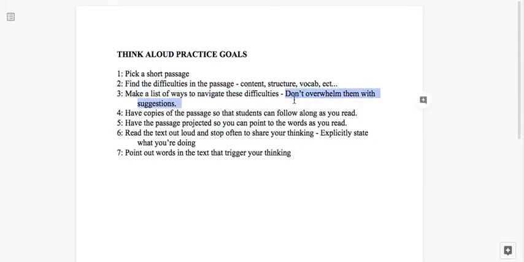Now, don't ever overwhelm them with suggestions. That's important. The easiest way to keep from overwhelming them is to think about what is your overall goal for the lesson and how does that feed into the overall unit skills you're trying to teach them. So, let's pause there on these first 3 steps, and I'll show you how I navigate this as an educator.